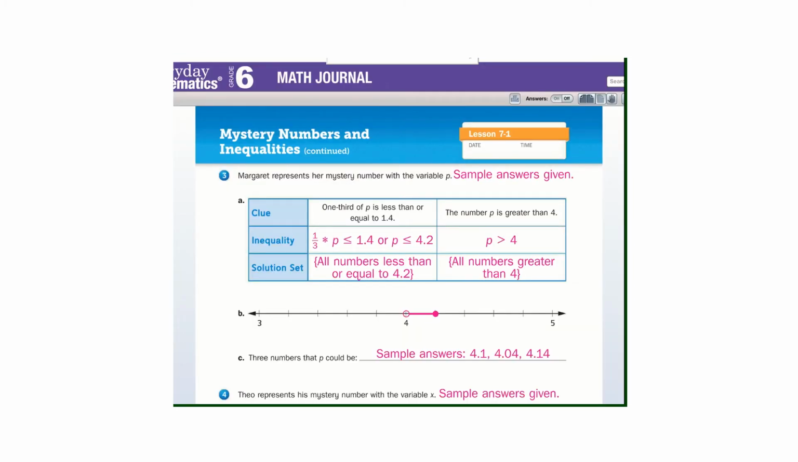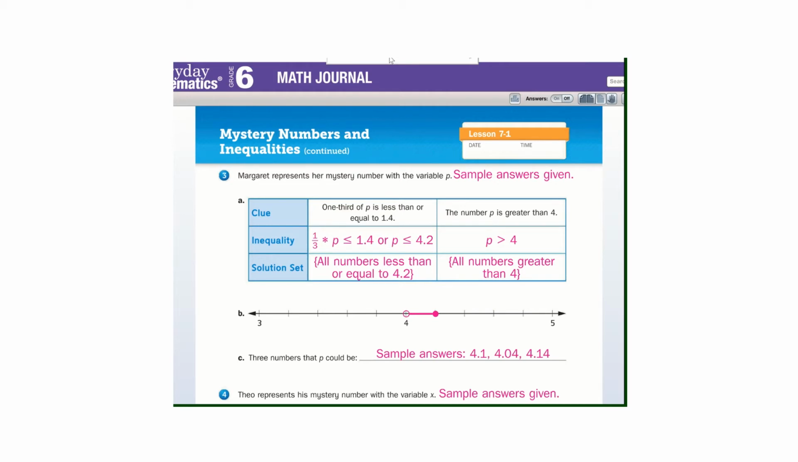And here are the answers for that. So 3A, 1/3 of p is less than or equal to 1.4. 1/3 of the letter p, of means times, so 1/3 of p, or p divided by 3, the same thing, less than or equal to 1.4. Or you could have written p is less than or equal to 4.2, because if you take 1.4 times 3, you get 4.2. So they just solved the inequality there. The number p is greater than 4. Only one way to write that one there.